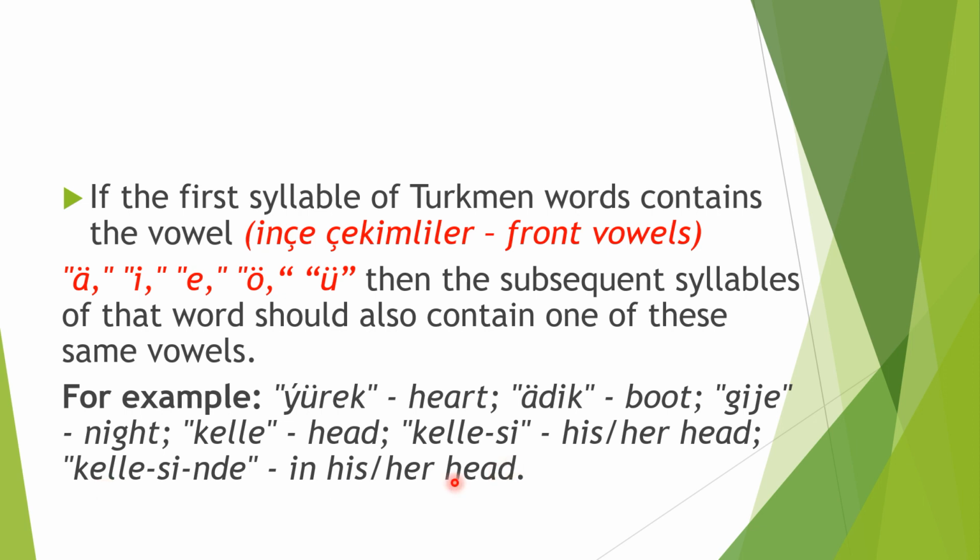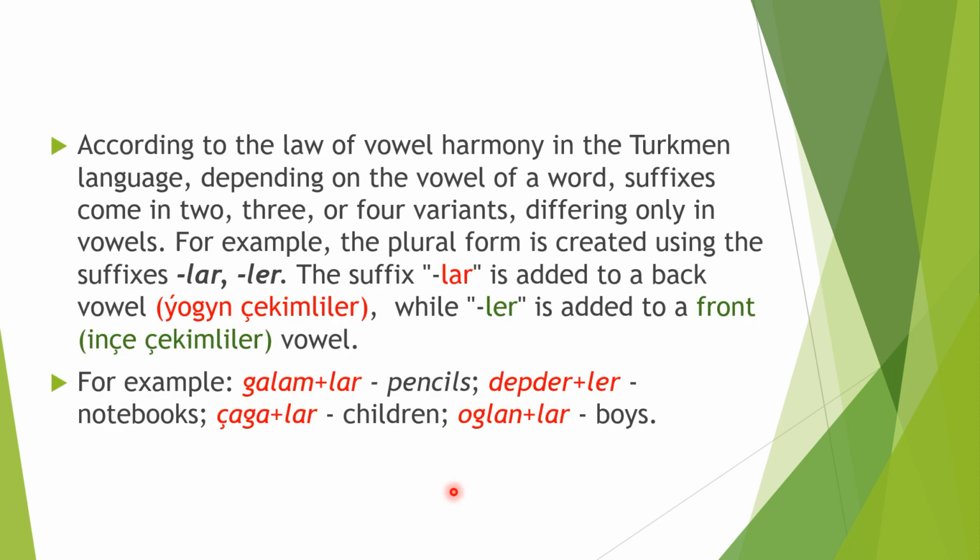That's all. Okay. This is what I was telling you, but it's a written form. According to the law of vowel harmony in the Turkmen language, depending on the vowel of a word, suffixes come in 2, 3, or 4 variants, differing only in vowels. So I told you that we have many variants of suffixes. For example, larler, it's a plural suffix. Pay attention, a is ýogyn, e is inçe.